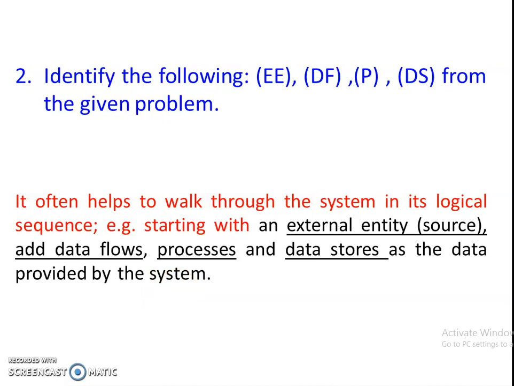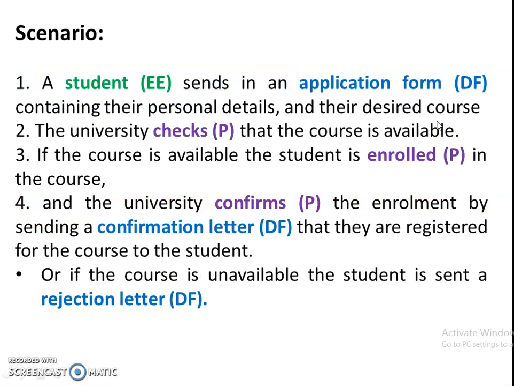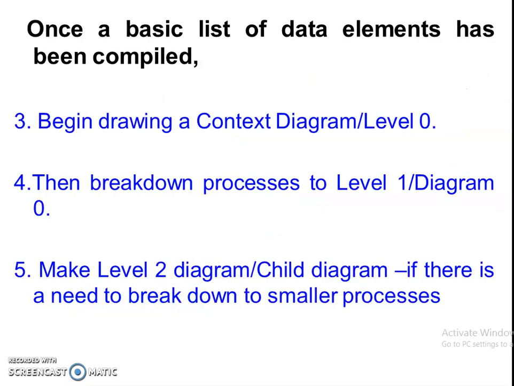All you need to do is to familiarize the keywords that will identify each element of DFD. Just like in this example from the scenario that I have shown to you, you can identify, for example, student is an external entity, application form is a data flow, check is an action word, so that is a process. Enroll is also a process, confirm is a process, confirmation letter is a DF, rejection letter is a DF. We will follow the same thing. I assure you, once you master this one, it's not difficult anymore to make a DFD, whether it's level 0, level 1, or level 2.